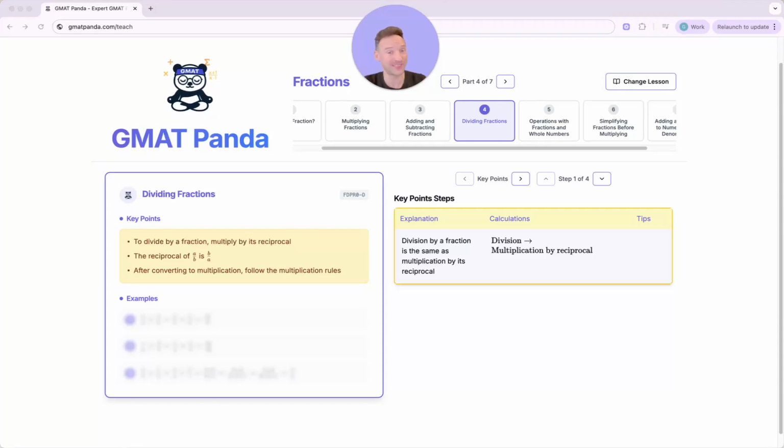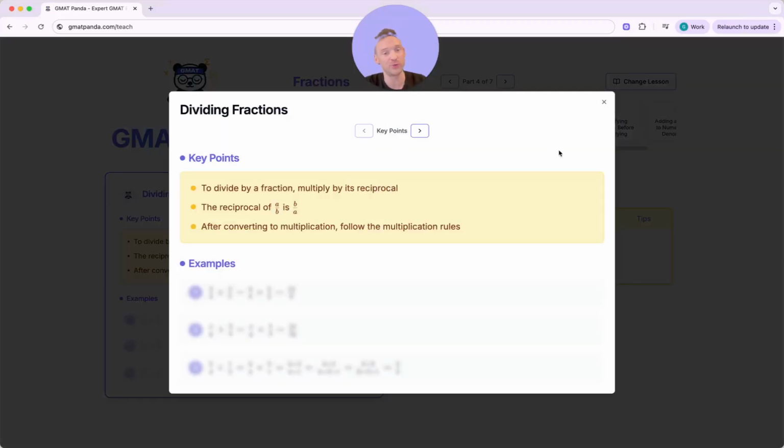Right, now let's see how to divide a fraction by another. And for that, we need to introduce what's called the reciprocal of a fraction. The reciprocal of a fraction is just simply the same fraction but flipped round. Okay, so the numerator becomes the denominator and the denominator becomes the numerator. Right? So in this case of a over b, we flip it round to get b over a.